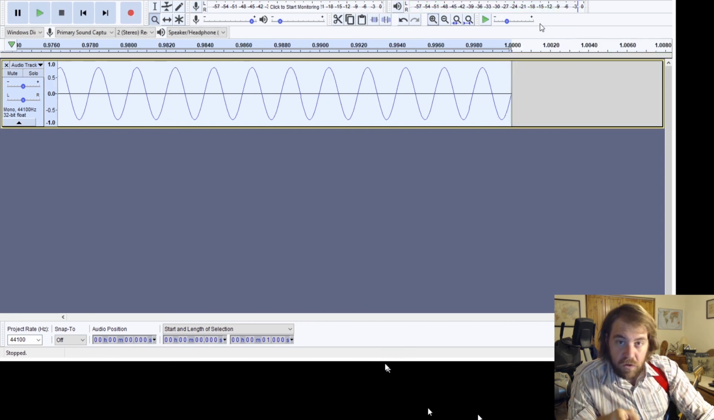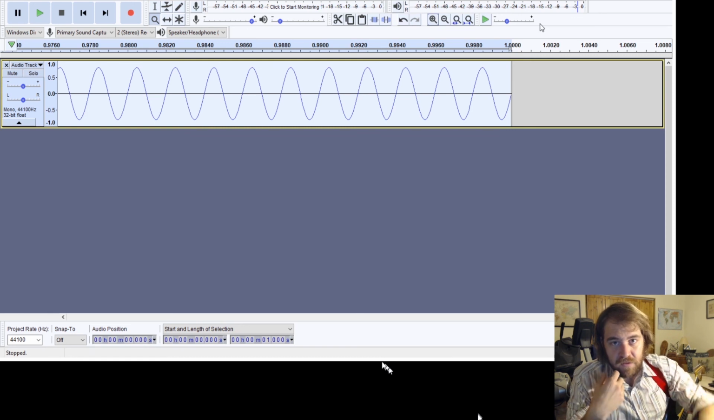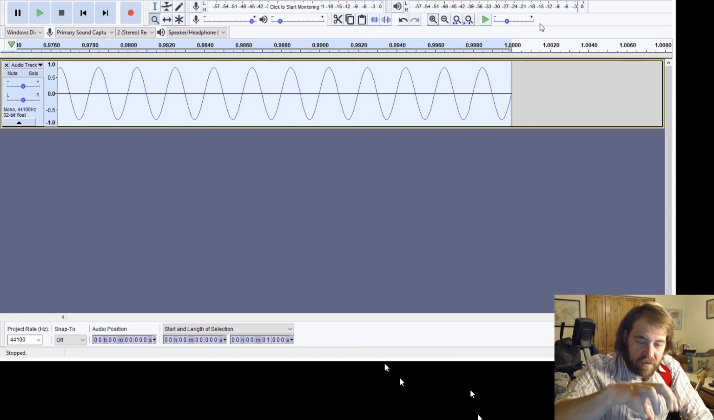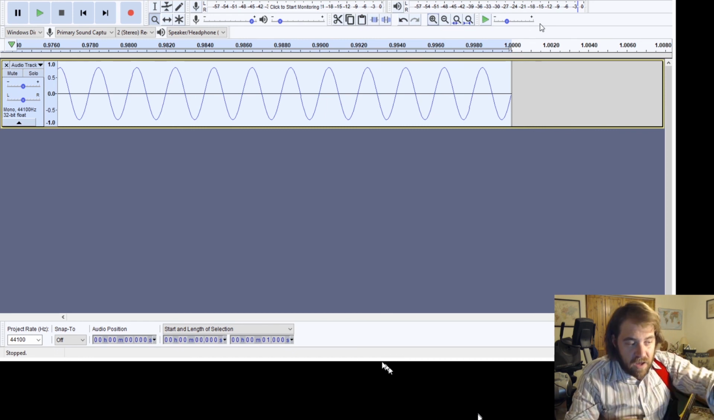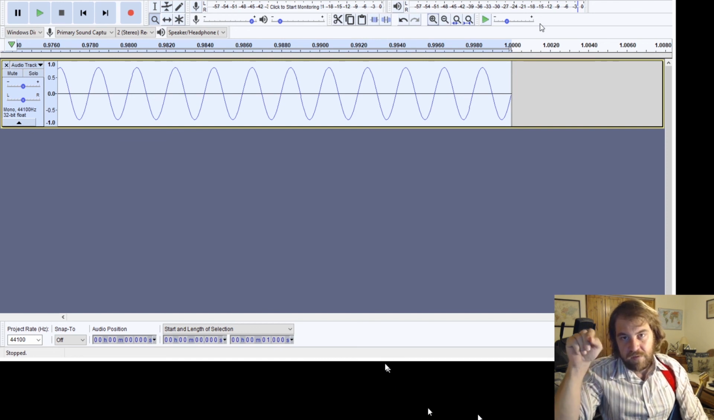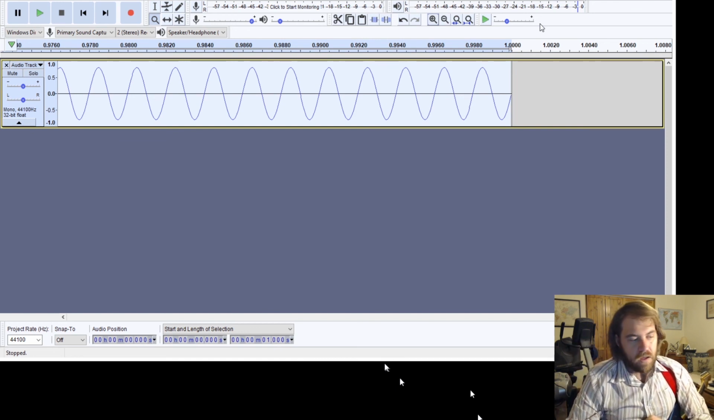If I record that, which I am, I have my microphone on, so I should be recording what's coming out of my speakers. If I went in and analyzed that signal that came through my speakers, you'd actually not see this perfect sine wave. You would see a sine wave with some other little harmonics in there. Okay, anyway.